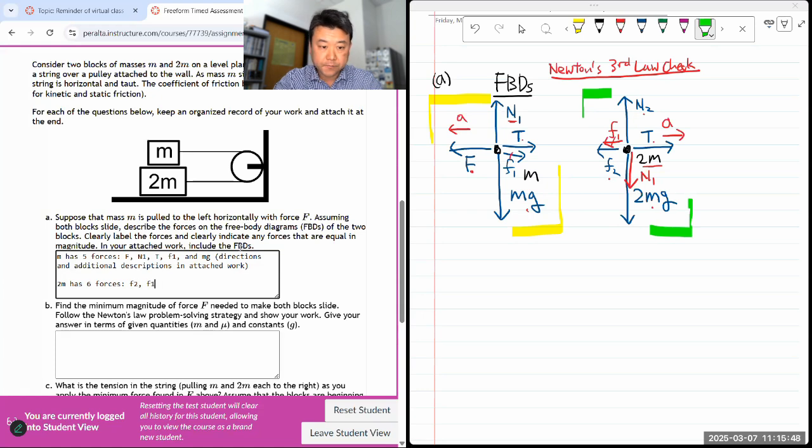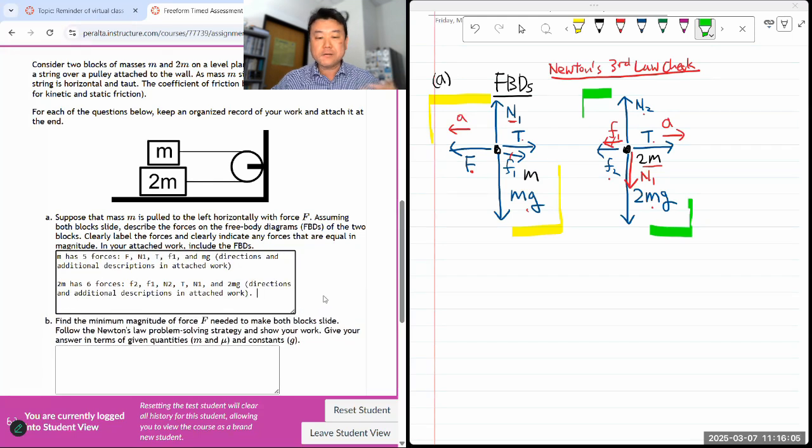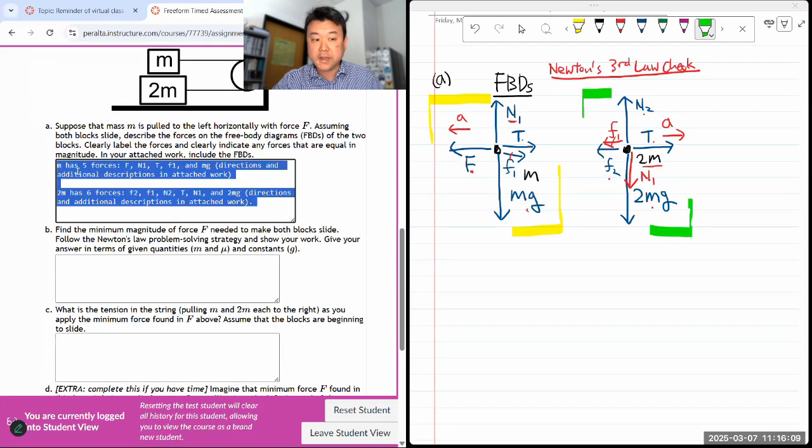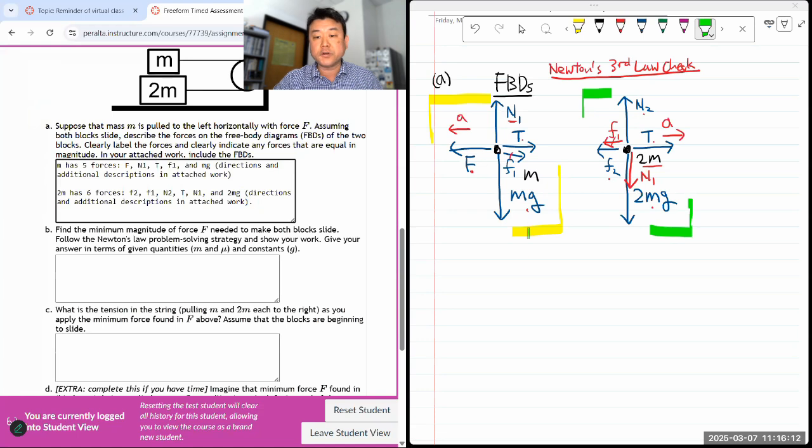F2, F1, N2, T, N1, and 2NG directions and descriptions in attached work. This is really a bare answer. I'm just trying to go faster. The main thing I require is that there's something in your answer that I can tie to your attached work. That's really the main thing I need.